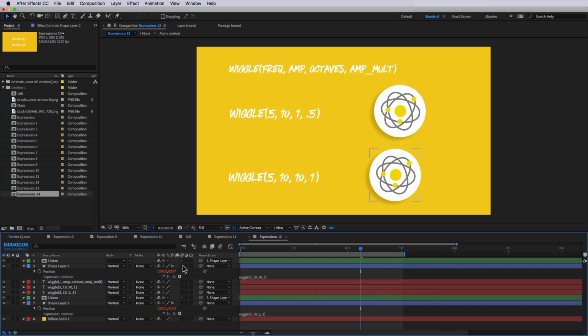Now, one last thing I recommend when using the wiggle expression is to come down here and turn on motion blur for both the layers and the composition. This will just take that wiggle animation to the next level, really giving that professional finish.